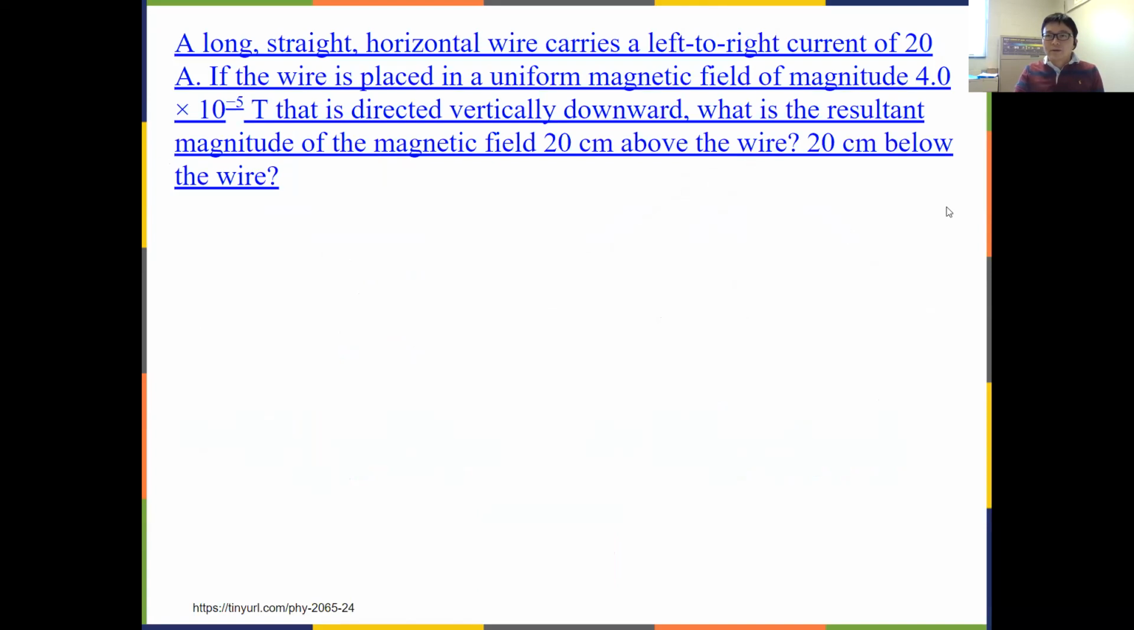Okay, so let's take a look at this example here. It says you have a long straight horizontal wire that carries a left to right current of 20 amps. If the wire is placed in a uniform magnetic field of magnitude 4.0 times 10 to the minus 5 Tesla, directed vertically downward, it's asking what's the resultant magnitude of the magnetic field 20 centimeters above the wire, and also 20 centimeters below the wire. Okay, so let's start with sketching the problem here.